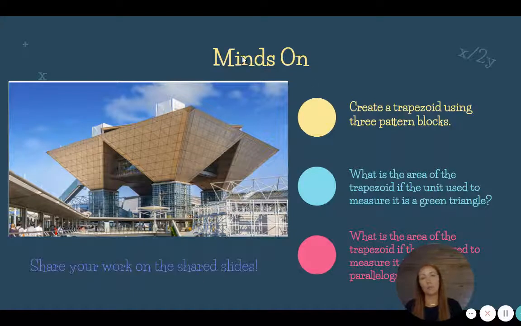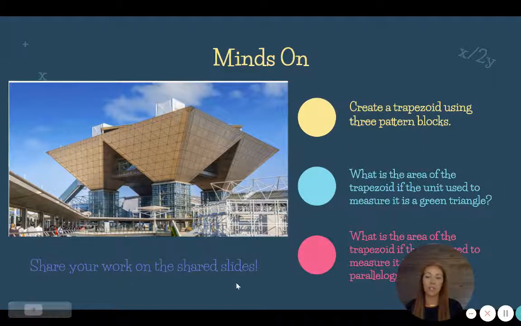The first thing we did was we went through a Minds On activity. So students were asked to create a trapezoid using 3 pattern blocks. They were going to figure out what is the area of that trapezoid if the unit of measure was 1 green triangle, and then what is the area of the trapezoid if the unit of measure is 1 blue parallelogram.